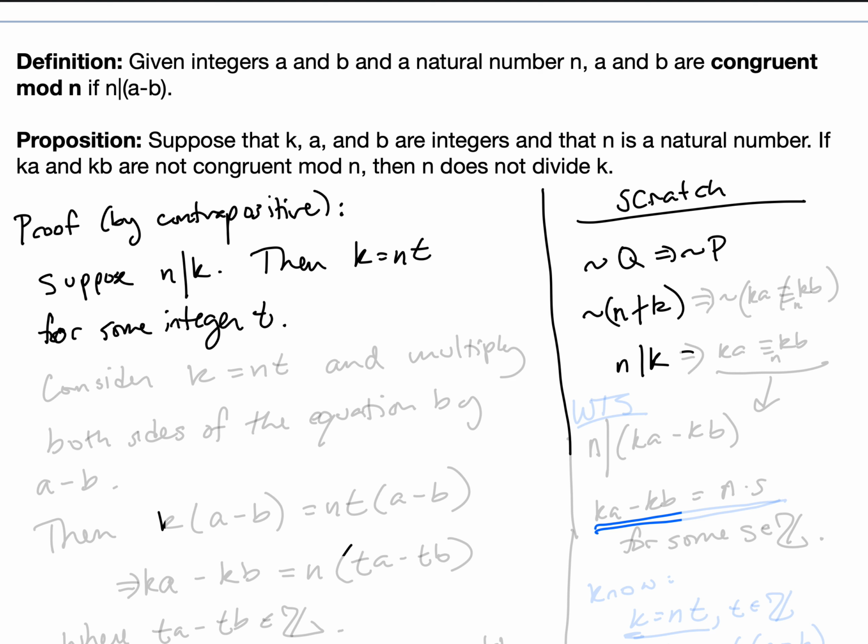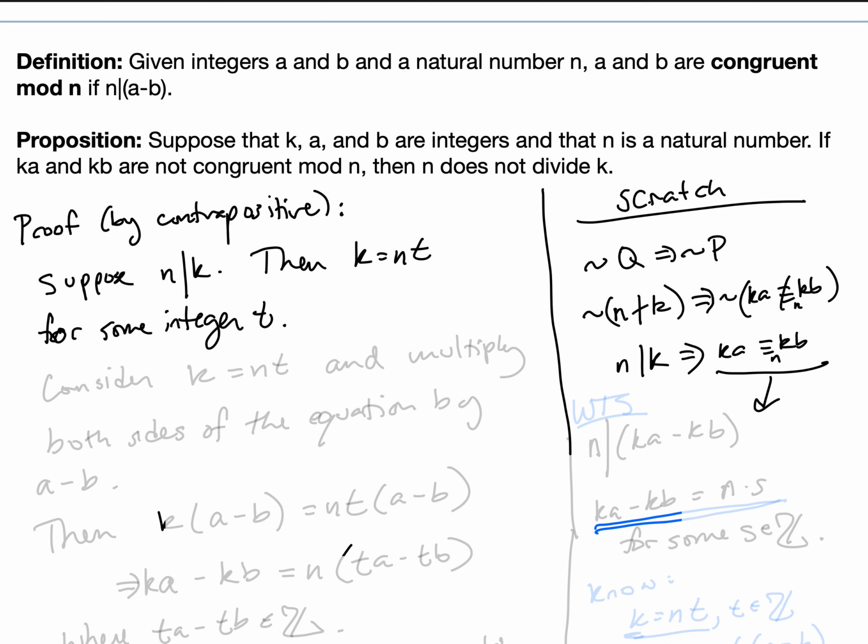Now let's see, what are we trying to show? We are trying to show that this implies not P. We're trying to show the negation of ka is not congruent to kb mod n. In other words, we're trying to show that ka is congruent to kb mod n. So that is what we were trying to show. It's not immediately clear how to do that from what we have so far, so let's just keep thinking about what this actually means.